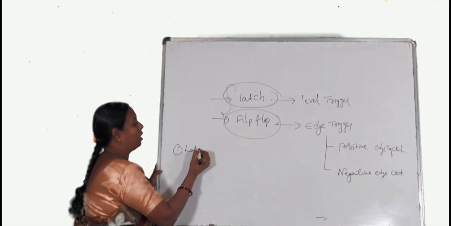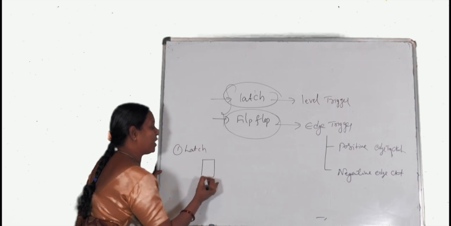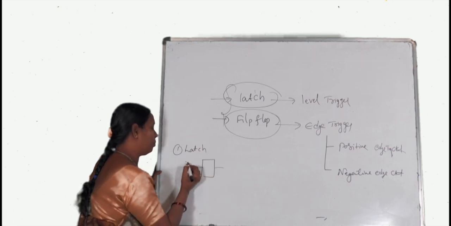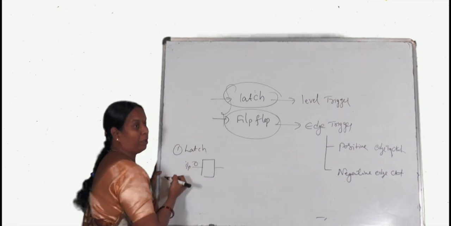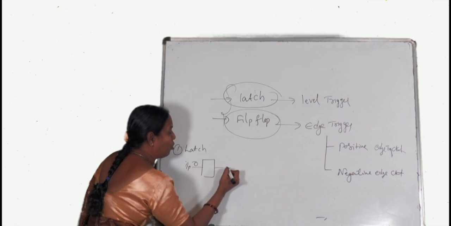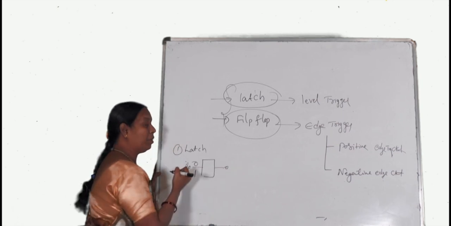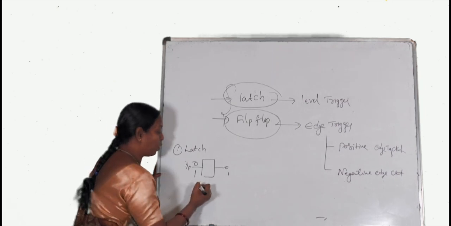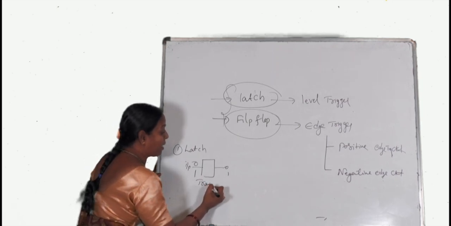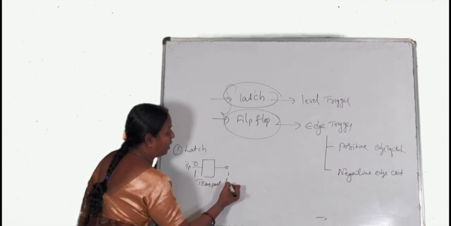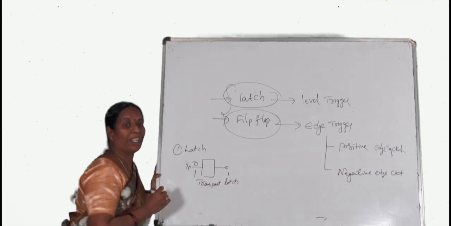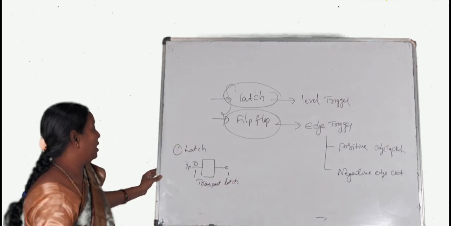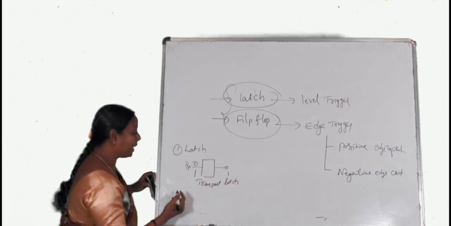First, the latch. In a latch, if we give an input 0, there will be an output 0. If we give an input 1, we get output 1. This type of latch we call a transparent latch. And the second one is the gated latch.